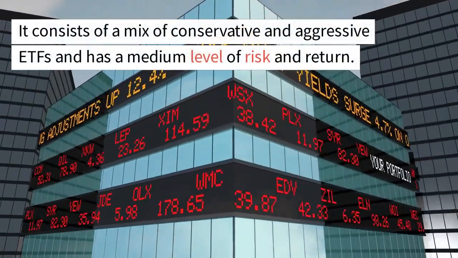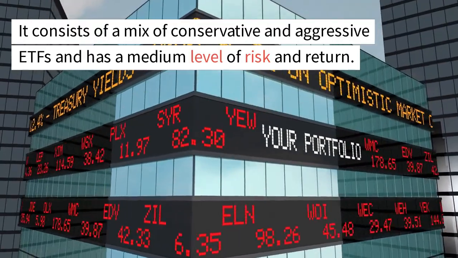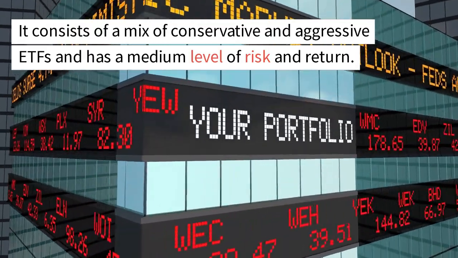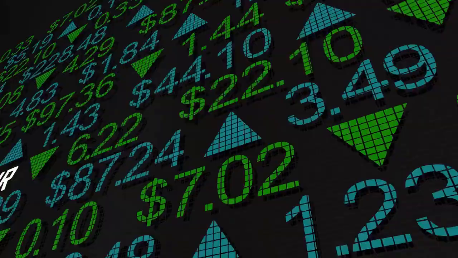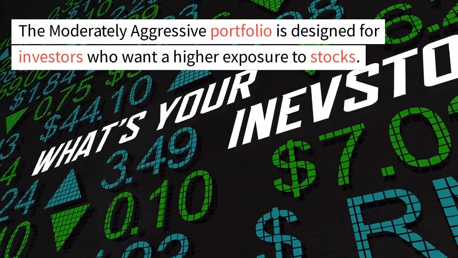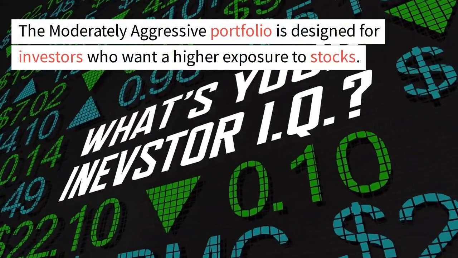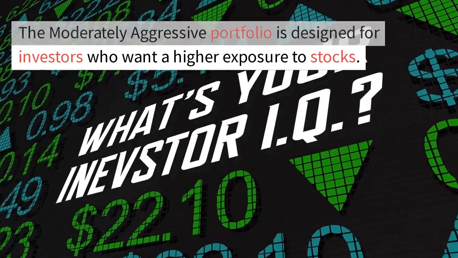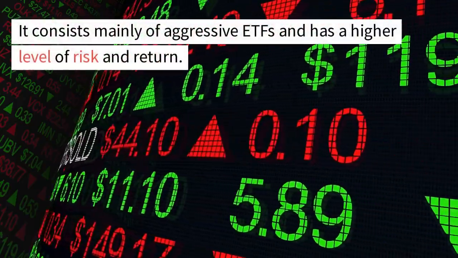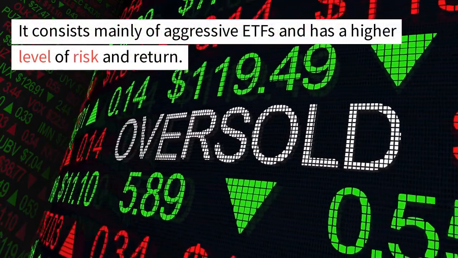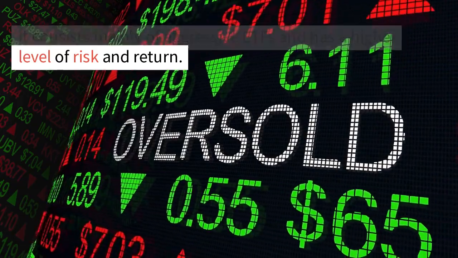The moderate portfolio is designed for investors who want a balanced mix of stocks and bonds. It consists of a mix of conservative and aggressive ETFs and has a medium level of risk and return. The moderately aggressive portfolio is designed for investors who want a higher exposure to stocks. It consists mainly of aggressive ETFs and has a higher level of risk and return.